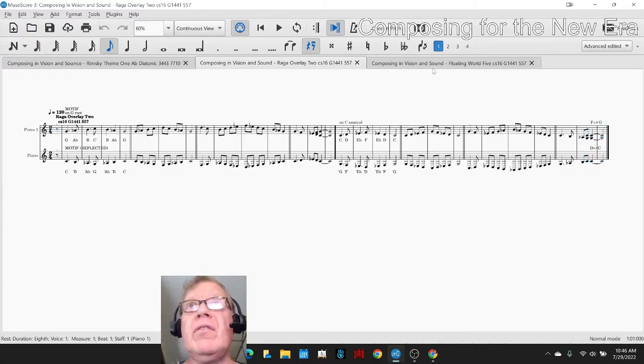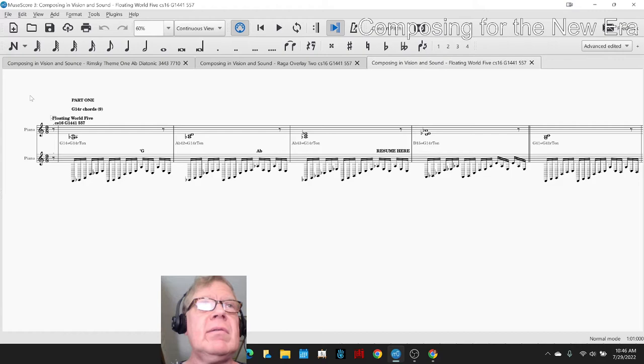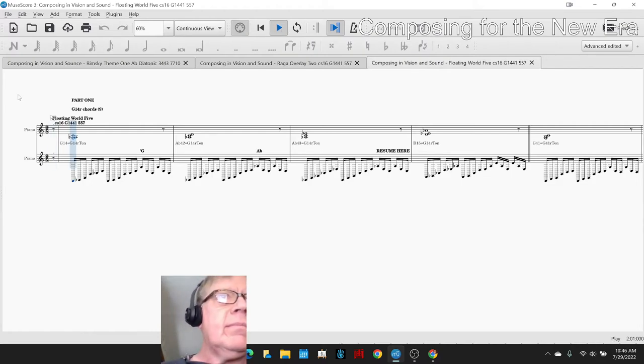And Floating World version 5 is these rolling chords that sound like this.